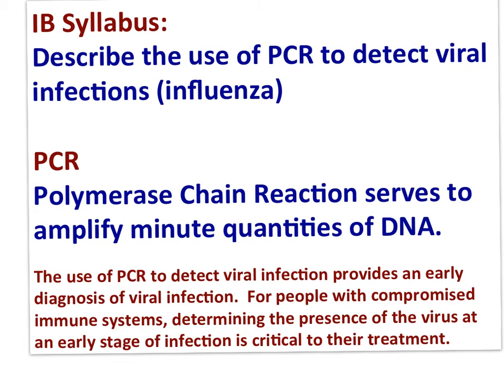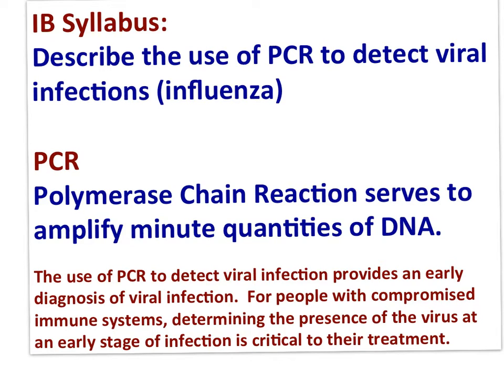So let's jump right in with the first IB syllabus statement. Describe the use of PCR to detect viral infections, specifically influenza. In the way that ELISA detected small quantities of antigen or antibody in the blood, as I covered in Part 7, PCR can be used to detect the presence of pathogenic DNA or RNA.